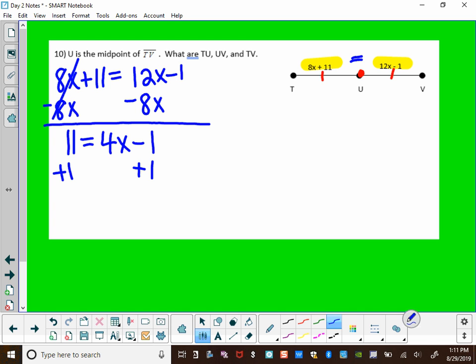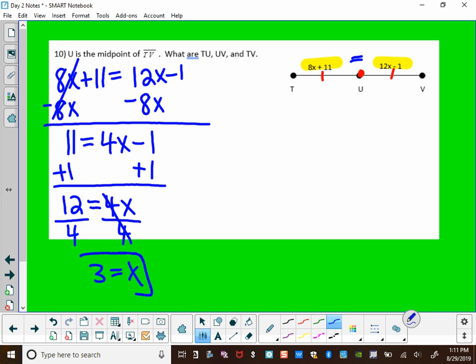I'm going to add 1 to both sides. So we're left with 12 equals 4x. Divide by 4, divide by 4. I'm left with x equals 3. If you did Desmos, you guys get 3. I want you guys to tell me what is TU, UV, and then TV.